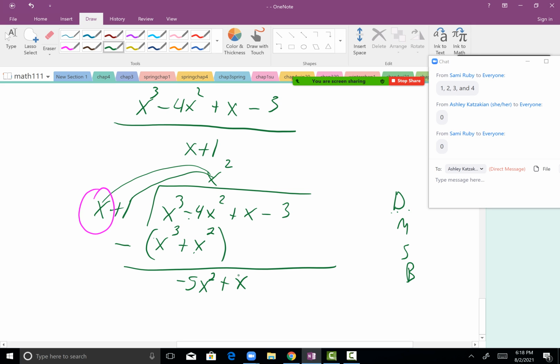So now I've got to say, okay, what would I multiply this x by here to get a negative 5x squared? Anybody got any ideas on that? What would we multiply x by to get a negative 5x squared?